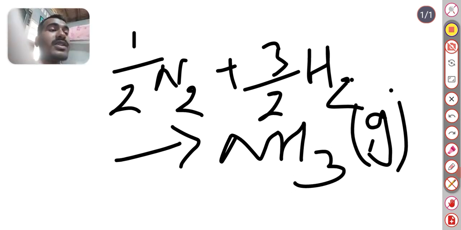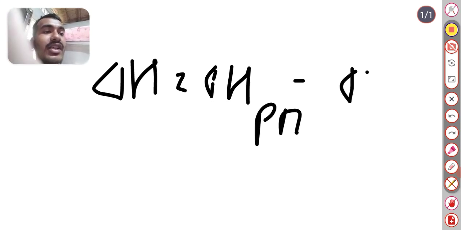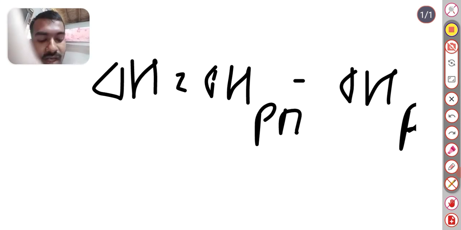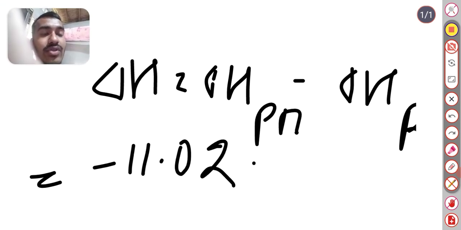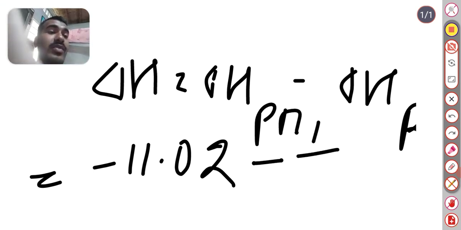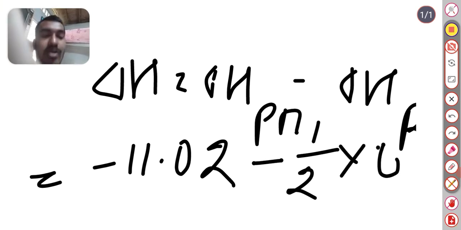Here, del H is del H of the products minus del H of the reactants. For ammonia the del H of formation is minus 11.02. For N2 and H2 there is no formation value given; whenever the formation value of an element is not given, it is taken as 0. So the result will be minus 11.2.